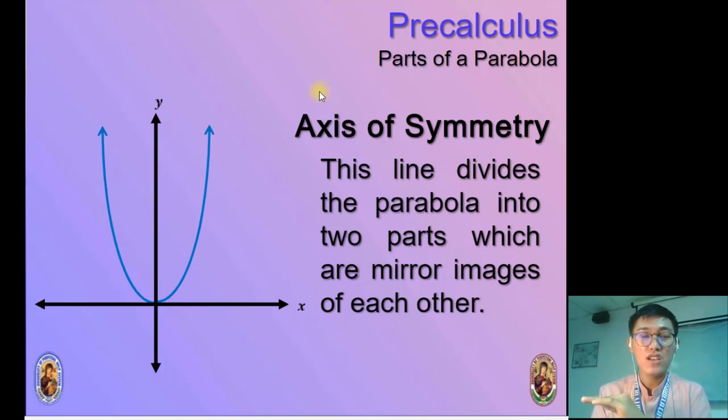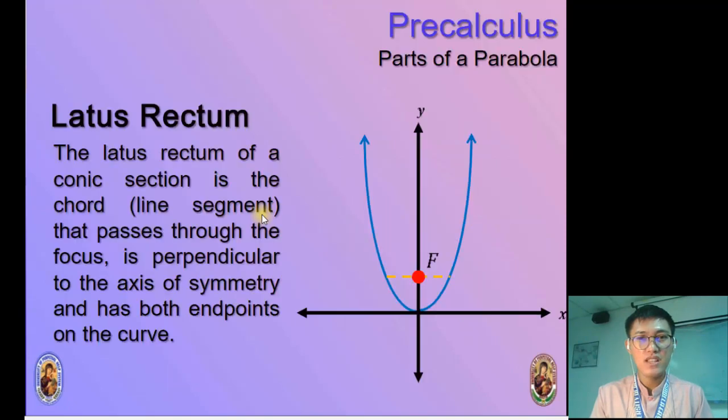If our directrix is horizontal, then the axis must be vertical. By the way, if the vertex of our parabola is at the origin, the axis of symmetry can be the y-axis or the x-axis. But if our vertex is at any point on the Cartesian plane, then we have two possible axes of symmetry. It can be a horizontal or vertical axis of symmetry. This yellow line is our axis of symmetry.